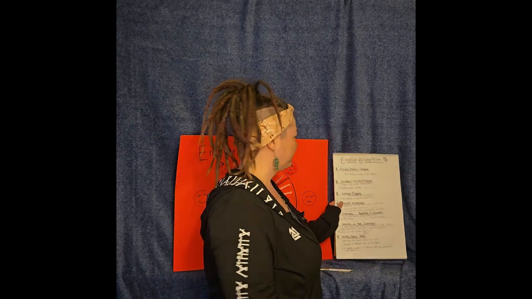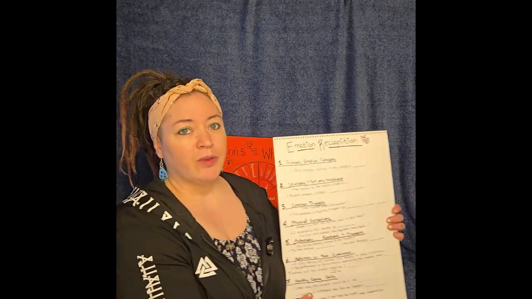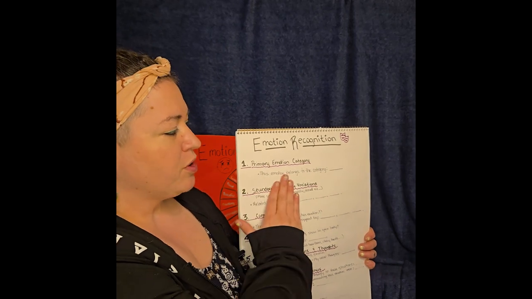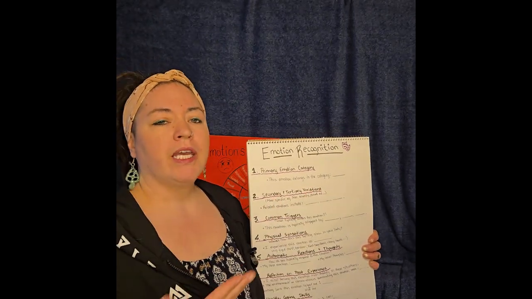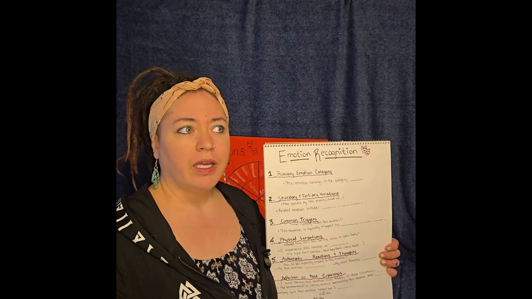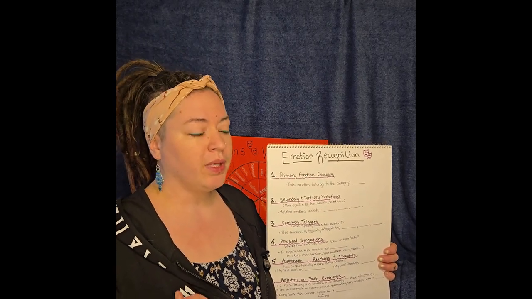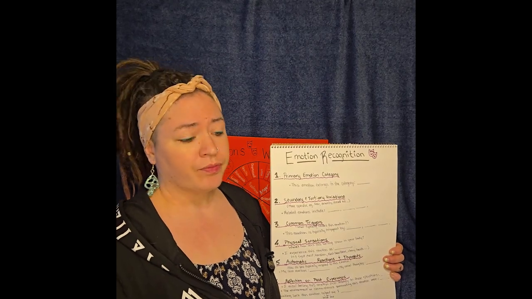All right, let's go through the worksheet together. The first one that we will be doing is the primary emotion category. This emotion belongs to what category? So say you had a stressful day at work and you're identifying the core emotion. So it could be anger or fear.